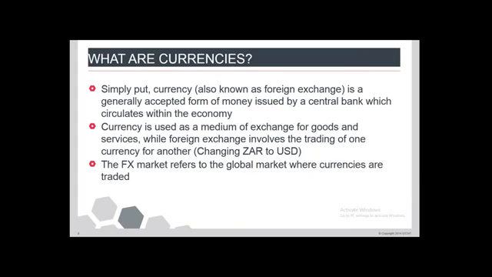All right. So essentially, what are currencies? Simply put, currency trading is also known as forex trading, where forex is foreign exchange. A currency is a generally accepted form of money issued by central banks which circulates within the economy. The currency is used as a medium of exchange for goods and services, while foreign exchange involves the trading of one currency for another. All right, and FX markets refers to the global market where currencies are traded.